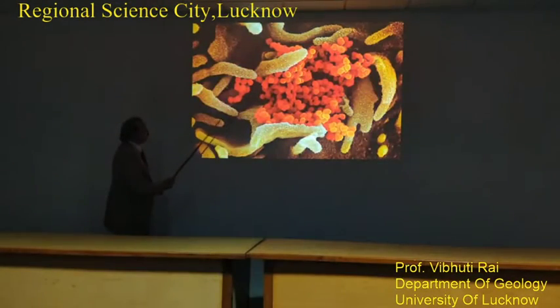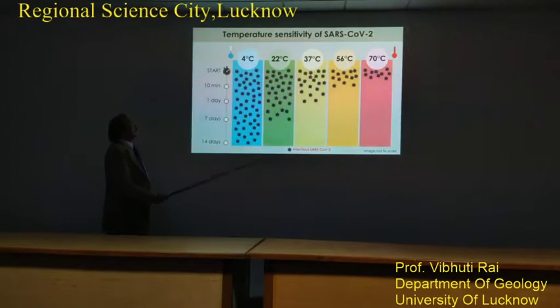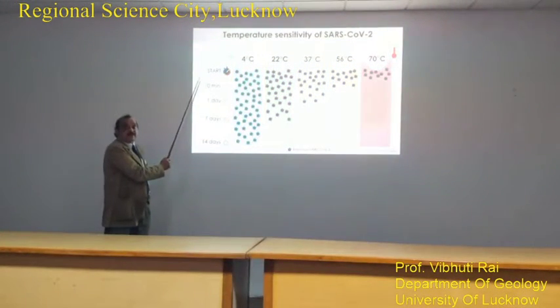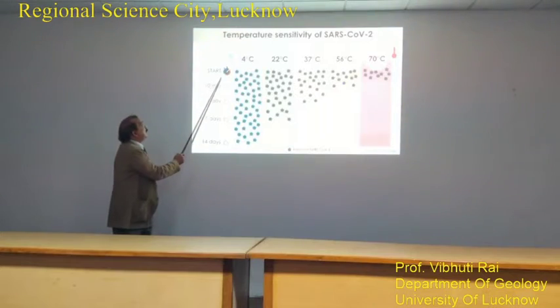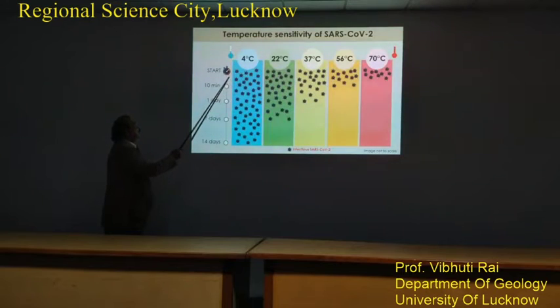Next please. A close-up view of the virus and how they actually occur in millions can be seen here. These are the living cells, and here we have a cluster of viruses. Next please. The temperature sensitivity of SARS or COVID-2 has been calculated. For COVID-19 it is yet to be calculated. We can see that at 4 degrees Celsius they can start multiplying in a day, in 7 days, in 14 days.